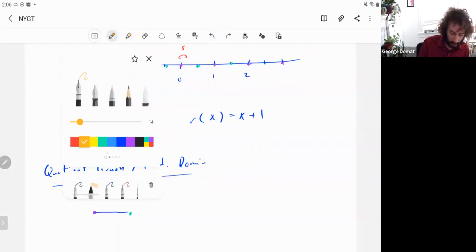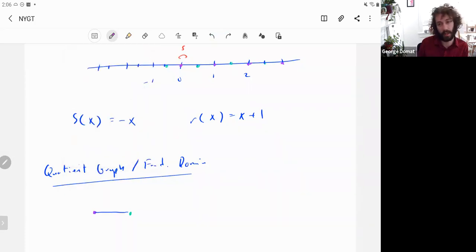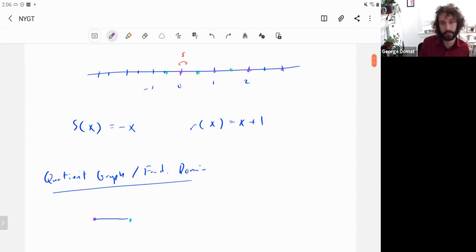Okay, but let's also look at what the vertex stabilizers and the edge stabilizers are here. So for this purple point, this is going to be stabilized by the group generated by S, which is just Z mod 2Z.